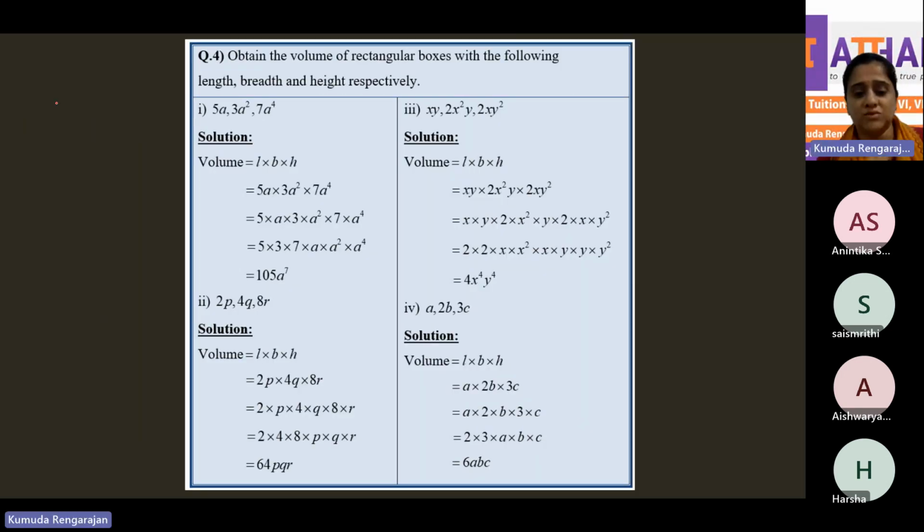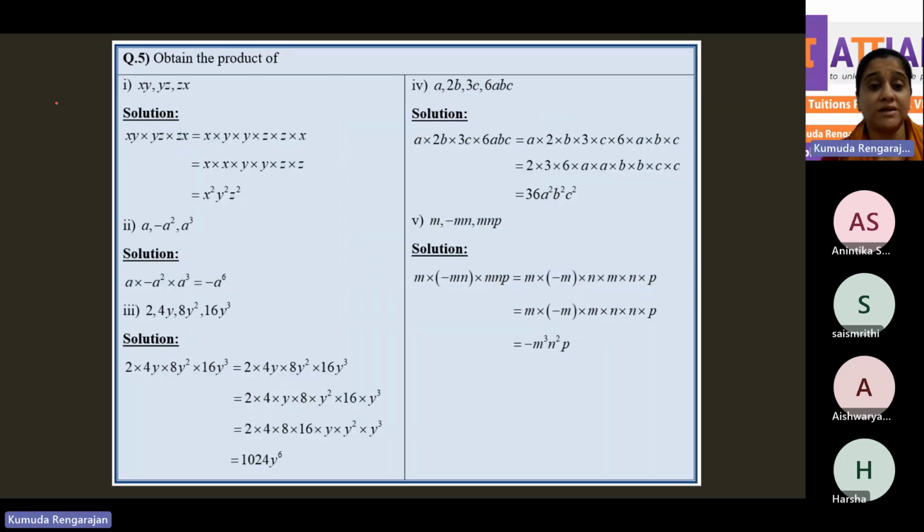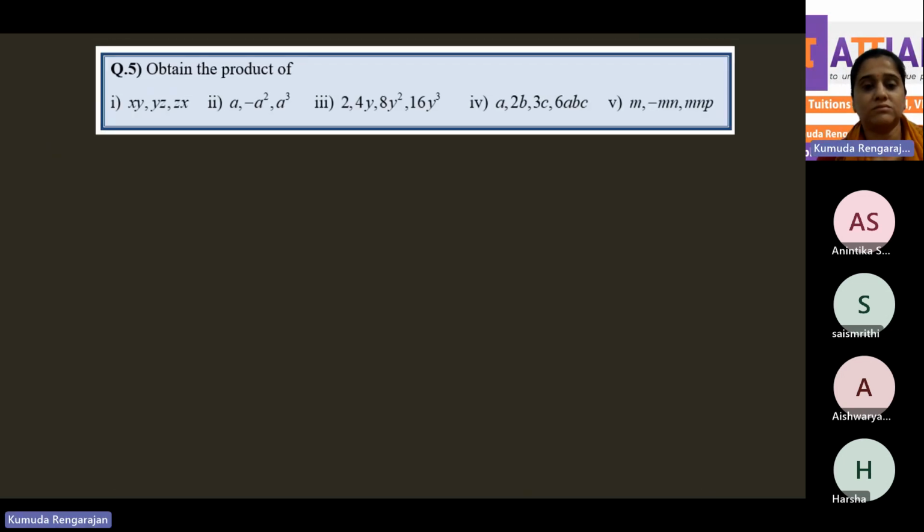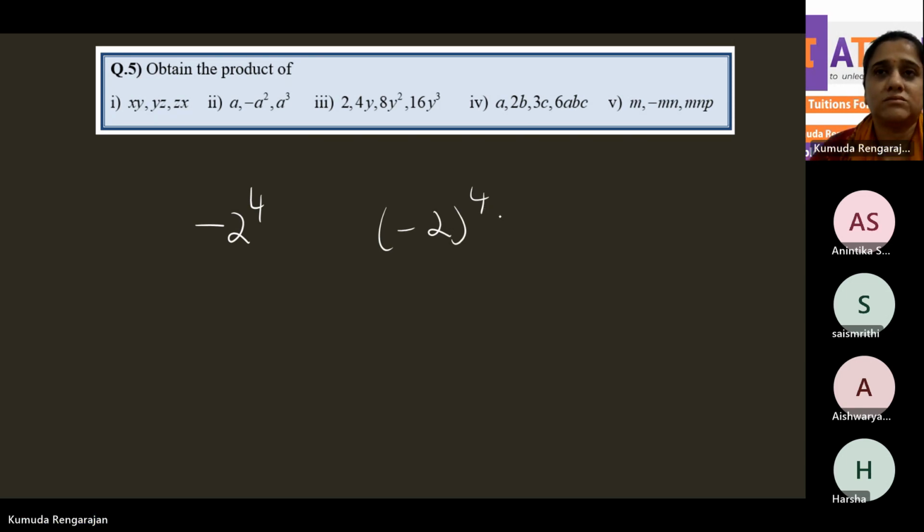All right, children. So that was about understanding the difference between this and this. They are different. Here the power 4 is only for 2. So minus 2 to the power 4 is minus 16. This one is minus 2 multiplied with itself 4 times, which is plus 16. All right.